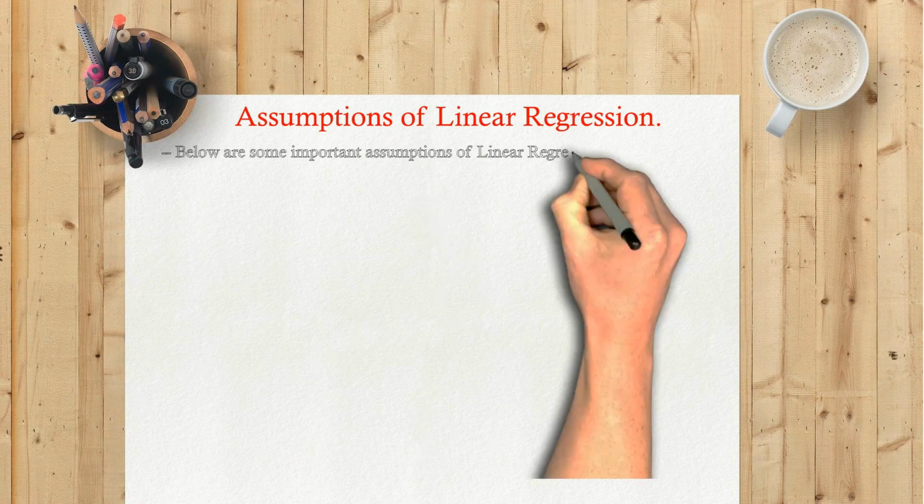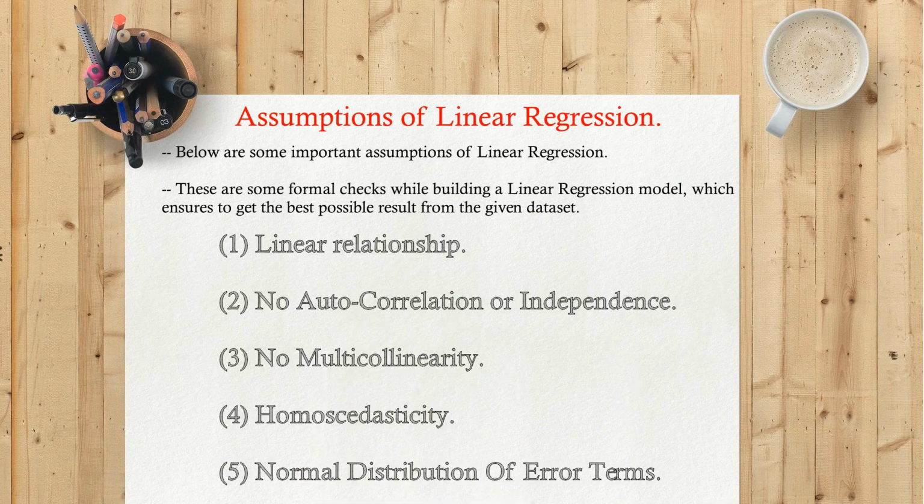Assumptions of linear regression. Below are some important assumptions of linear regression. These are some formal checks while building a linear regression model, which ensure to get the best possible result from the given dataset. 1. Linear relationship. 2. No autocorrelation or independence. 3. No multicollinearity. 4. Homoscedasticity. 5. Normal distribution of error terms.